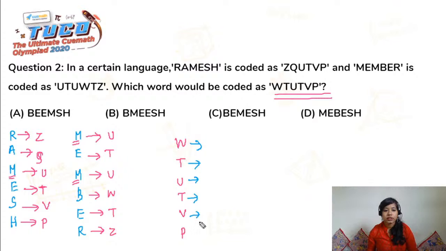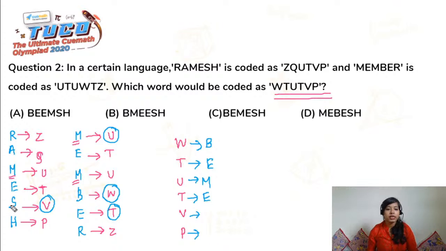Let me just put it down here. So if you all see, W is mapped up with B. So can I say I would be putting down B here? Yes. Coming to T. What is T mapped up with? T is mapped up with E. And U is mapped up with M. T is again E. What is V? Let's try to figure out where we have V from here.